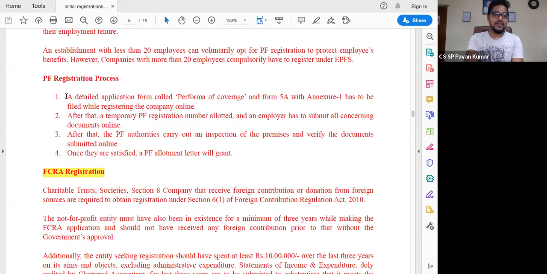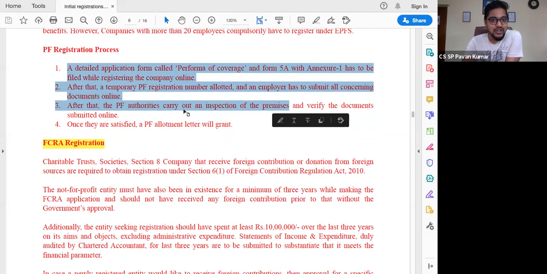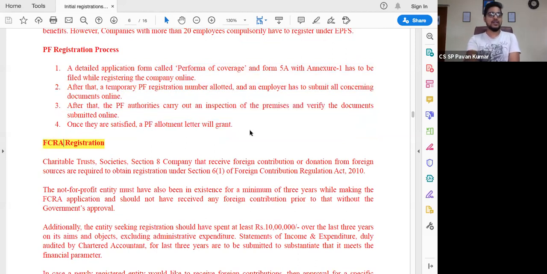And how do you get your PF registration? The application for coverage has to be submitted in Form 5 along with Annexure 1. Okay, after that a temporary PF registration number will be allotted. After that, the PF authority will carry out an inspection of the office premises, and after they do the inspection and find that yes, there is an office space and there are more than 20 employees, in that case the PF allotment letter will be granted. So this is how PF registration becomes compulsory.